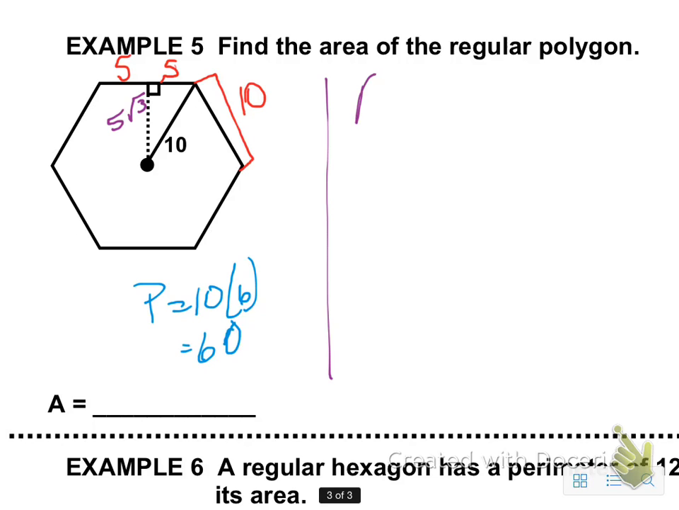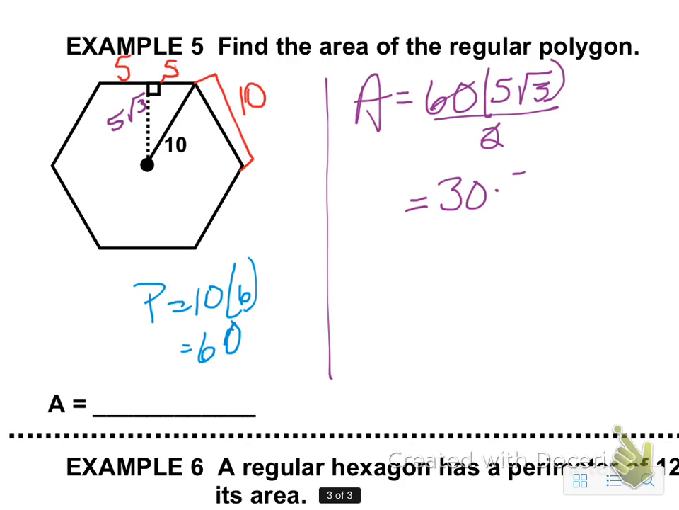So we're going to do area is perimeter times apothem divided by 2. So I'm going to reduce the 60 and the 2 first. So that leaves me with 30 times 5 square roots of 3. 30 times 5 is 150 square roots of 3. And since it doesn't have any written units, we're just going to put units squared.